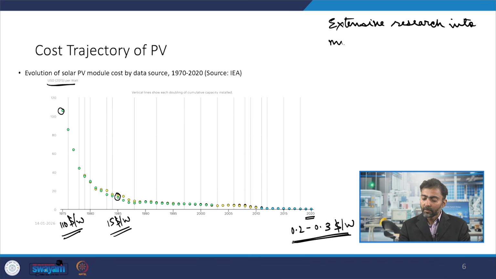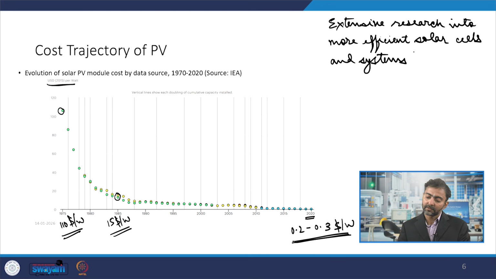into more efficient solar cells and systems. So that has led to this very, very impressive cost reduction over those last 40, 45 years. And this cost reduction has ultimately transformed solar PV into becoming a mainstream power source.